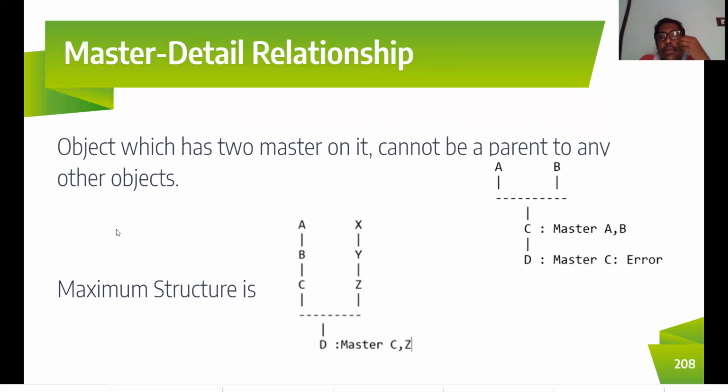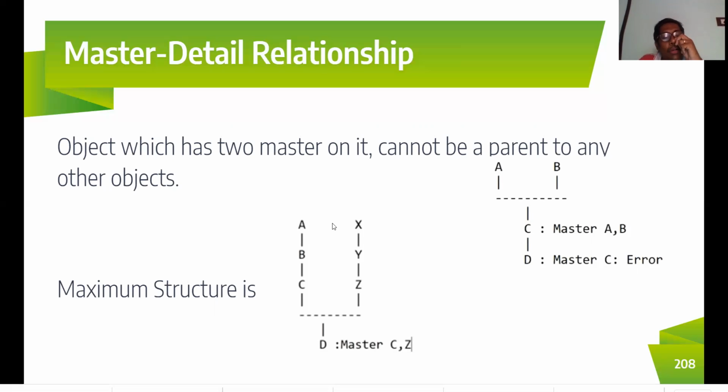So the maximum structure here, we are talking about structure. Now see here, we have A, B, C, and D. Already A and B are masters to C. This is a child record which has already two masters. Whereas coming here, now C wants to become a master to D. This is not possible because it already has two masters here. If the child record has two masters, it cannot be a parent to other objects. It is not possible. Right?